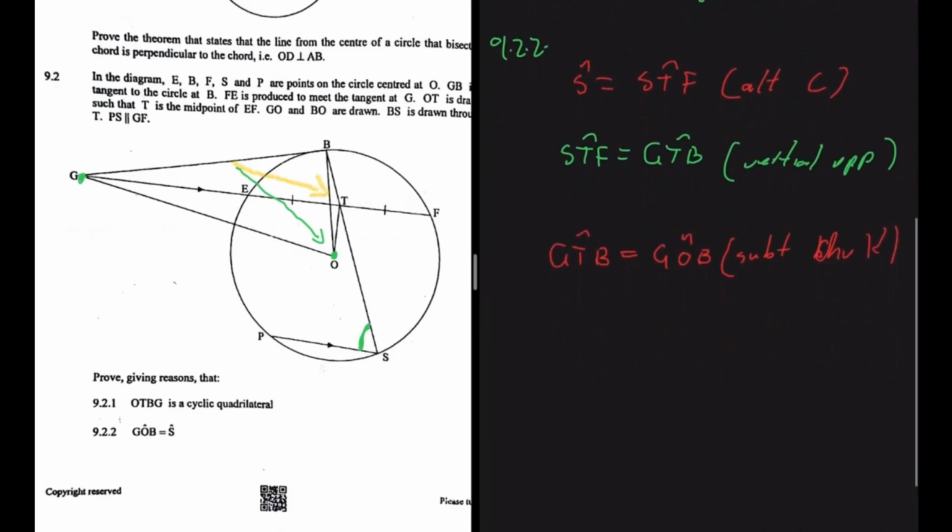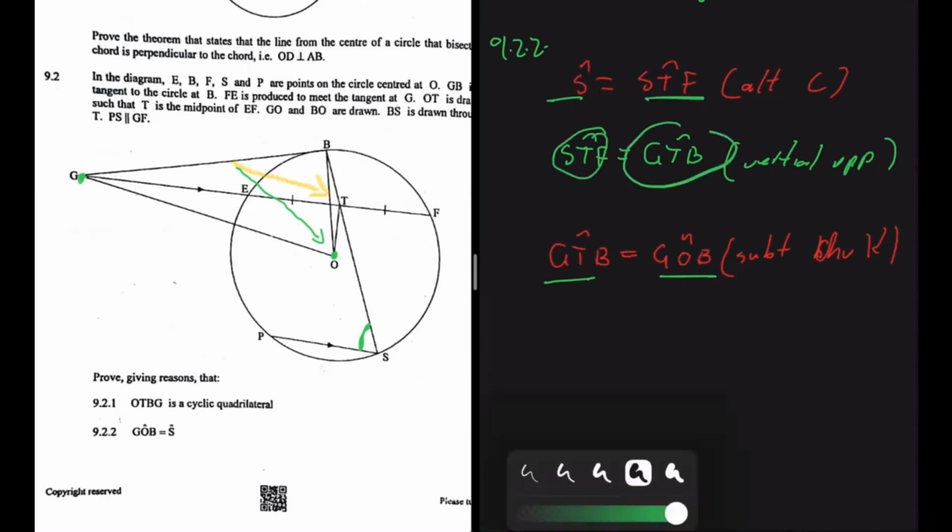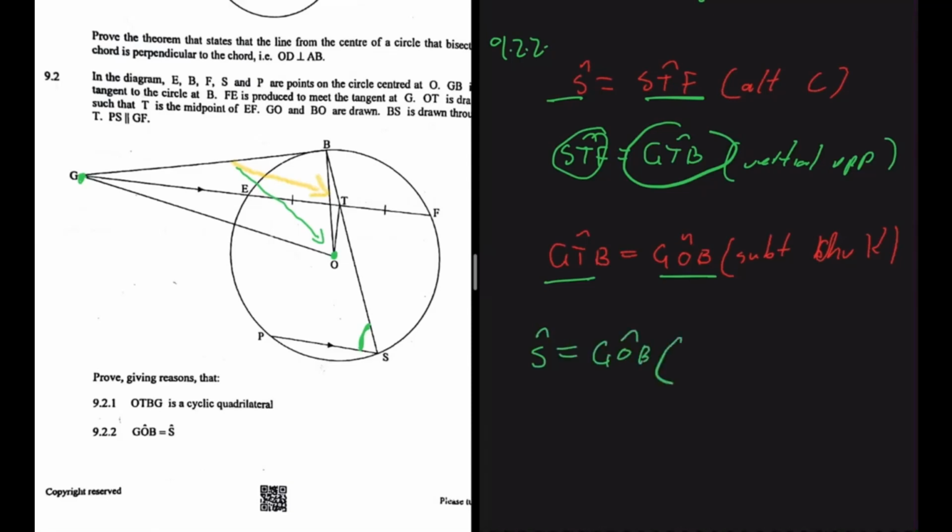So now you can see that we're saying that GOB is equal to GTB, and here we say that S is equal to STF, but STF is equal to GTB. So now we can say that angle S is equal to angle GOB. Why are we saying that? They are all equal to angle GTB.